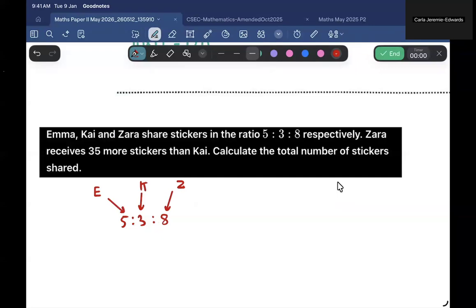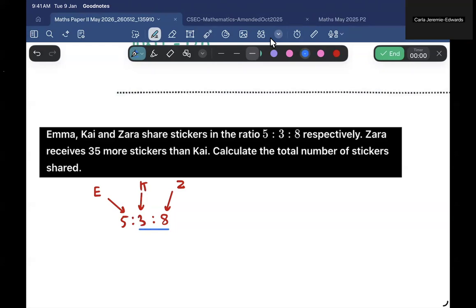Yes, sir, I get that. If you didn't figure this out, you're going to get the whole question wrong. I'm telling you, you will get the entire question wrong. Let me know now, did you get through this or not? Yes, sir. Okay. Then they're saying Zara received 35 more stickers than Kai. So Carla, which two people are we talking about there? Zara and Kai. I'm going to underline them. You tell me what you did, Carla.